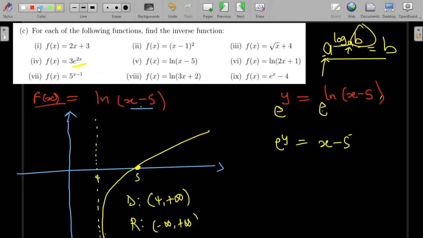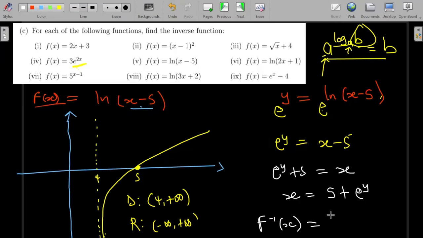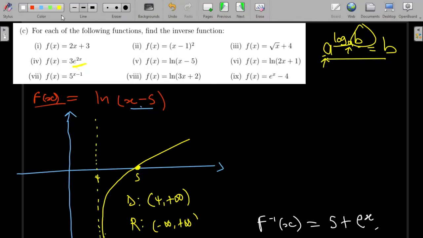So from there, we make x the subject. It will just be e to the power y plus 5 is equal to x, or simply x is equal to 5 plus e to the power y. Then we write it now as an inverse. The inverse of x is equal to 5 plus e to the power x. So what will be the domain and the range for this inverse?